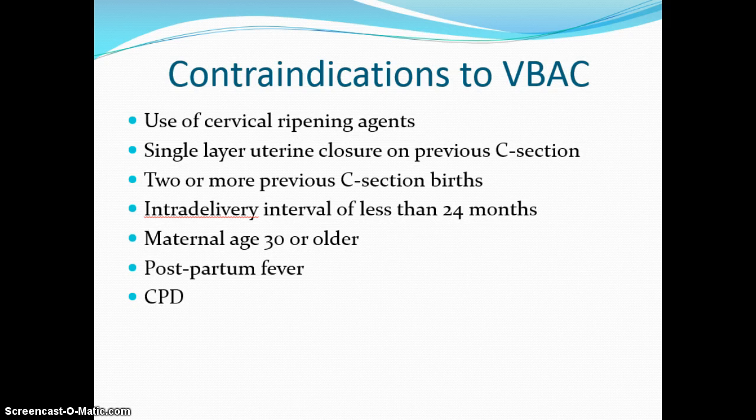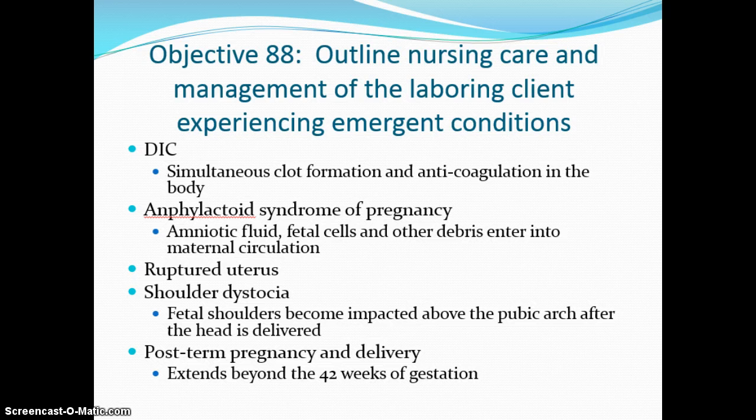2 or more previous C-section births, interdelivery interval of less than 24 months, meaning it's been less than 24 months since she's had a C-section. Advanced maternal age, fever, or cephalopelvic disproportion. If she has had a baby that is large for gestational age and not able to deliver, we don't want to chance those risks again.